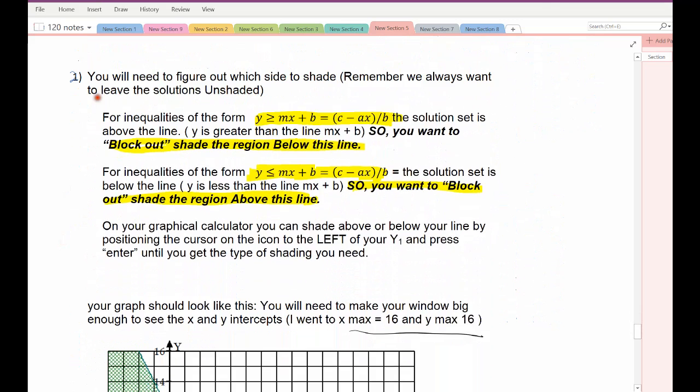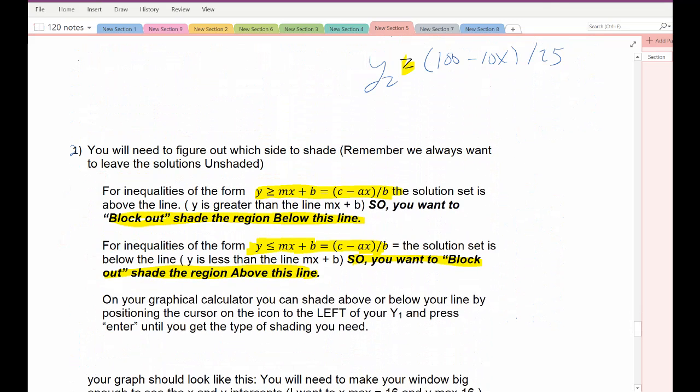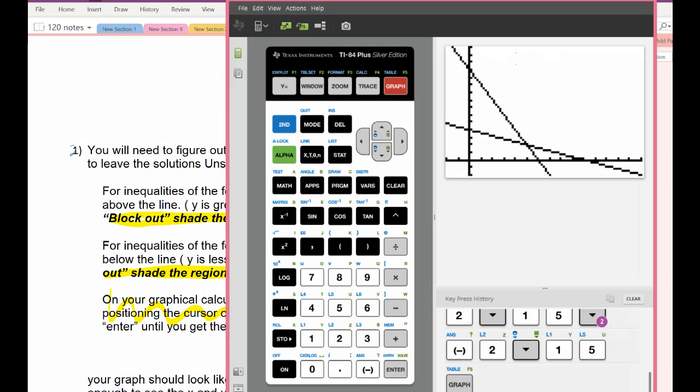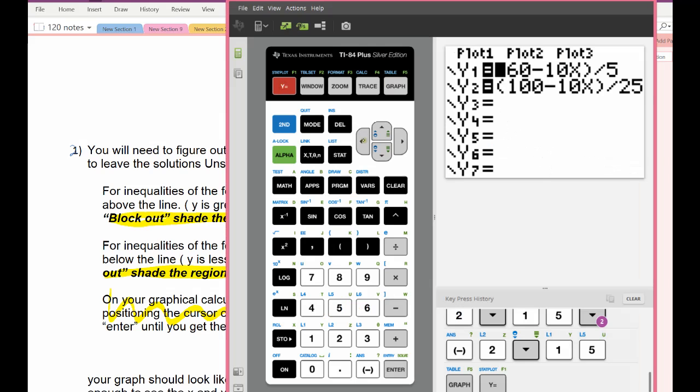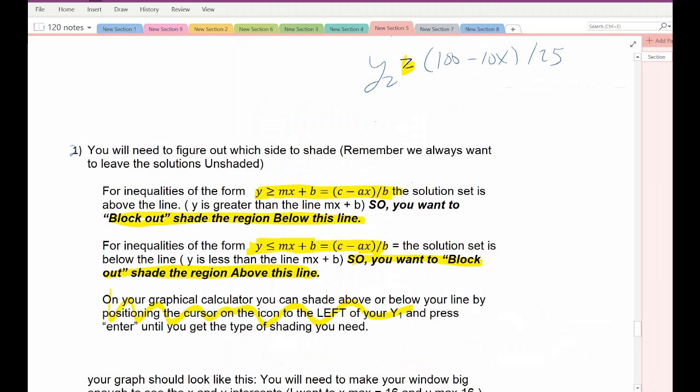And your calculator would do that. On your graphing calculator, you can shade above your line. I'm going to show you. I'm going to go back to my y equals, and then you hit over, and you go all the way over, and you'll see that it's blinking to the left of the y1. And I want to shade below the line.